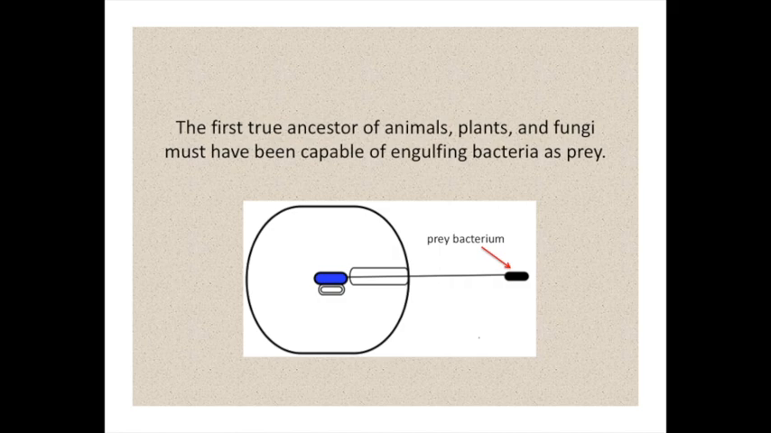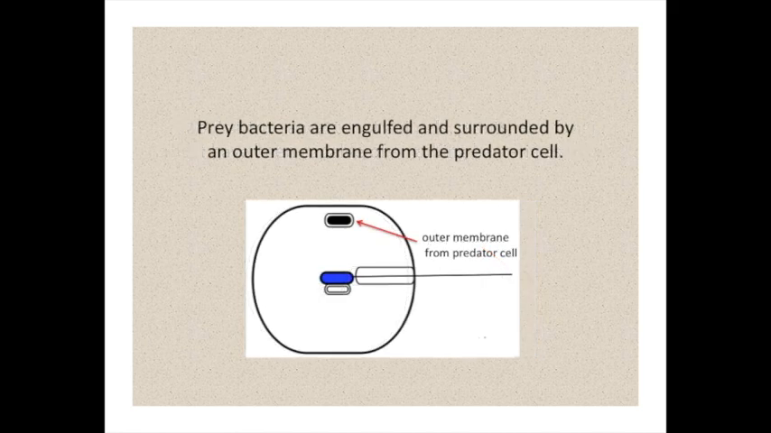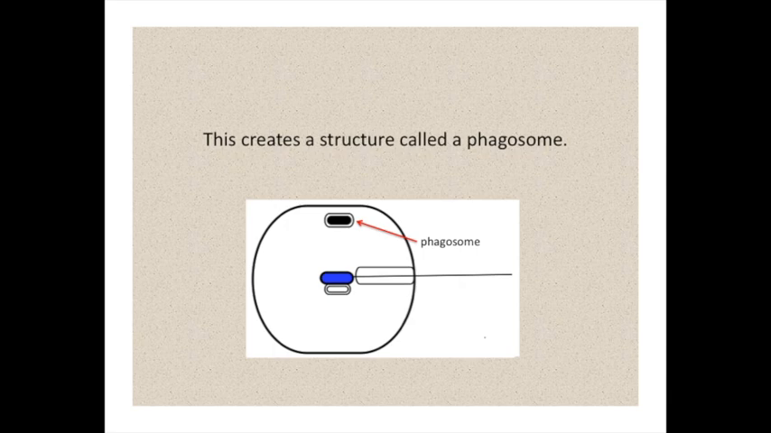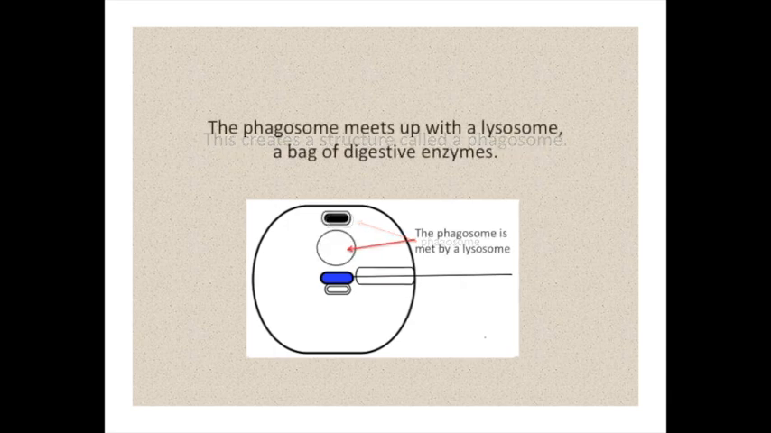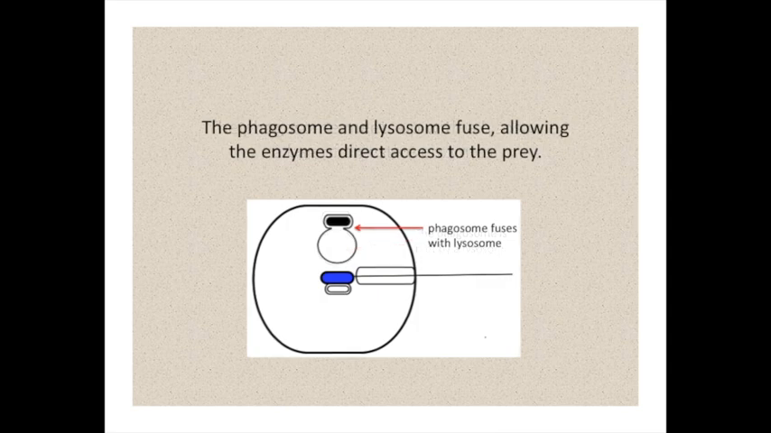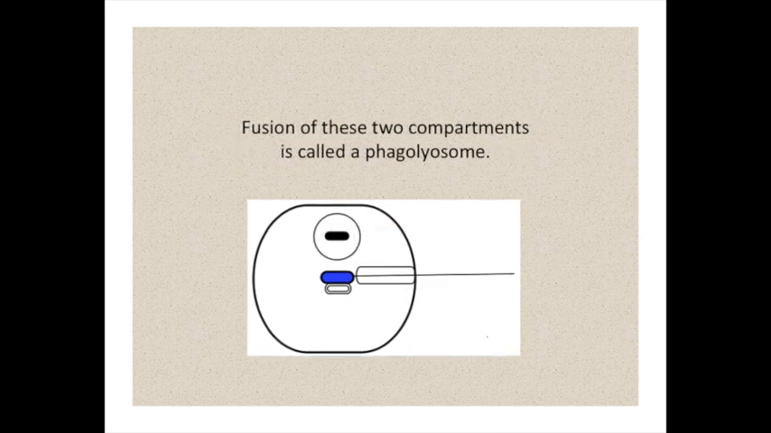In either case, it becomes phagocytized and enveloped by the cell membrane of the host to create a double membrane structure called a phagosome. The phagosome meets up with a lysosome, which is a bag of digestive enzymes. The phagosome and lysosome fuse, allowing the enzymes direct access to the prey. Fusion of these two compartments is called a phagolysosome.